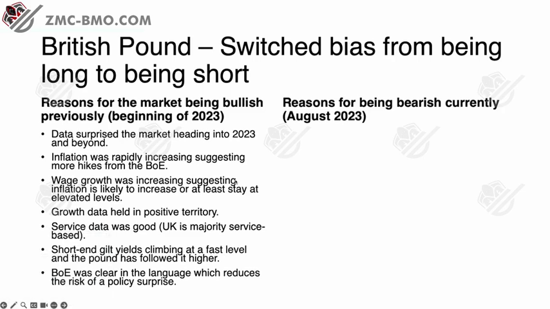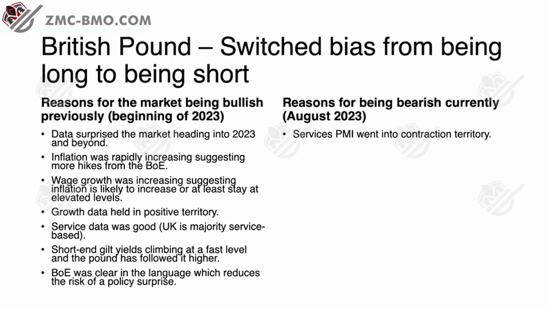the pound. So, of course, what about reasons you're going to be bearish currently? So what do you naturally think? Well, why am I going to be bearish the pound? Well, clearly these things here, the reasons I was bullish, have to start to be switching. So let's just have a look at, since August, basically, why the markets turned massively bearish the pound.